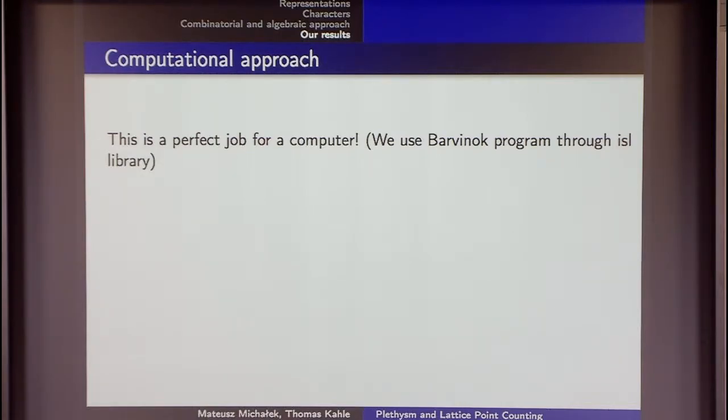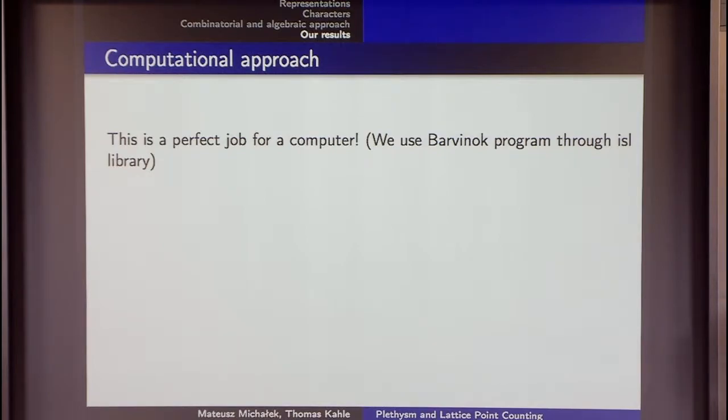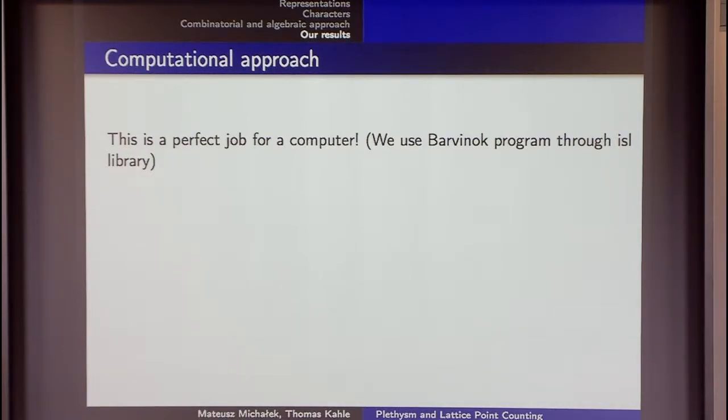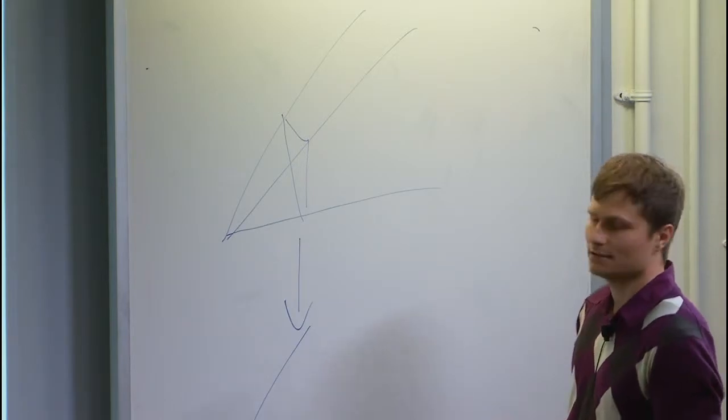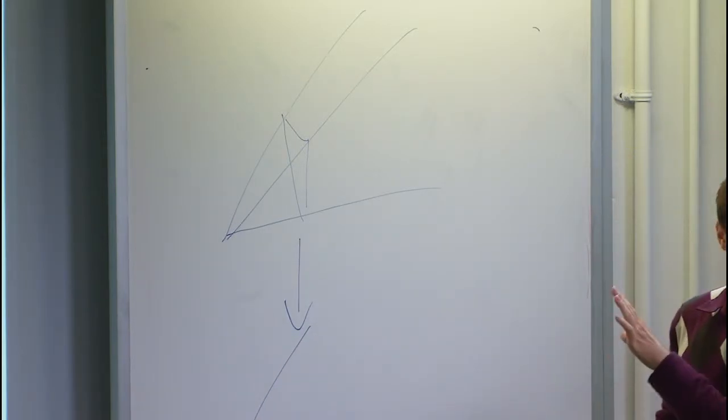I had a few questions about the Barvinok program because it was mentioned during a few talks. We use it through the ISL library. It's still under construction, but it already works very well. So what does Barvinok do? We have a polyhedral cone. This is a three-dimensional polyhedral cone, and we have a projection. I will be projecting it to a two-dimensional space. And this is the input.